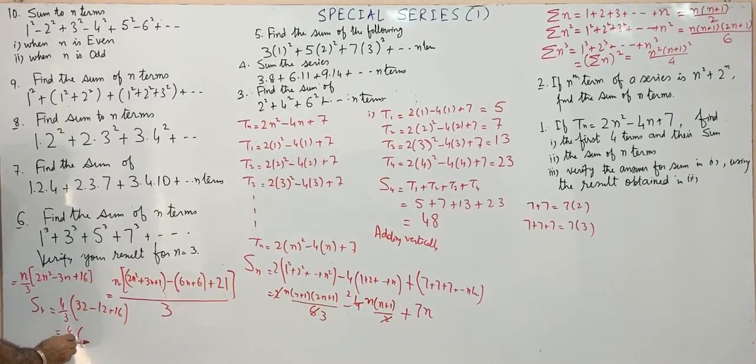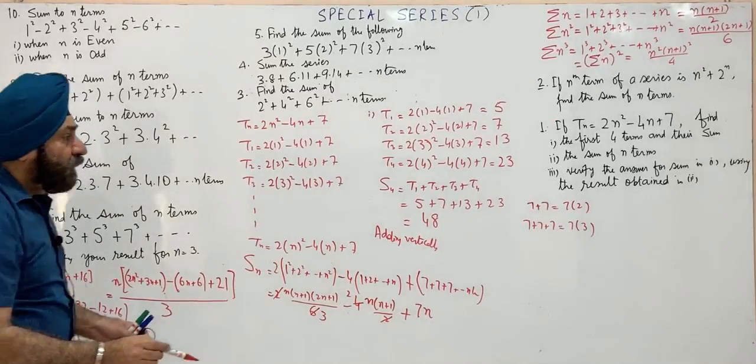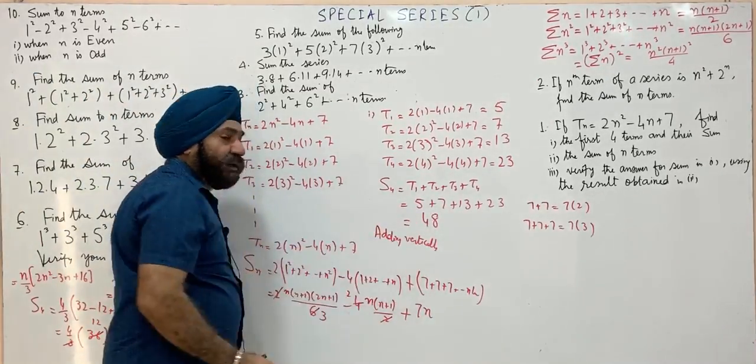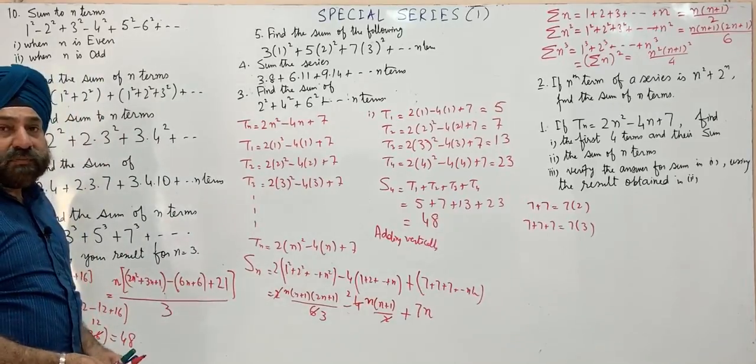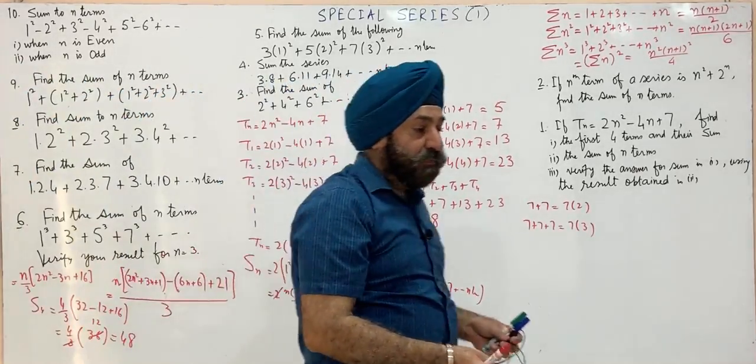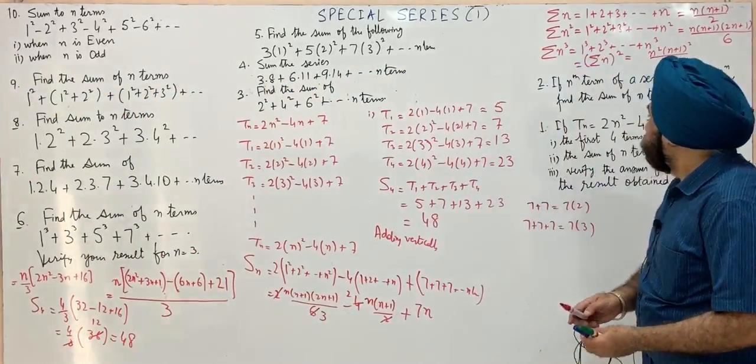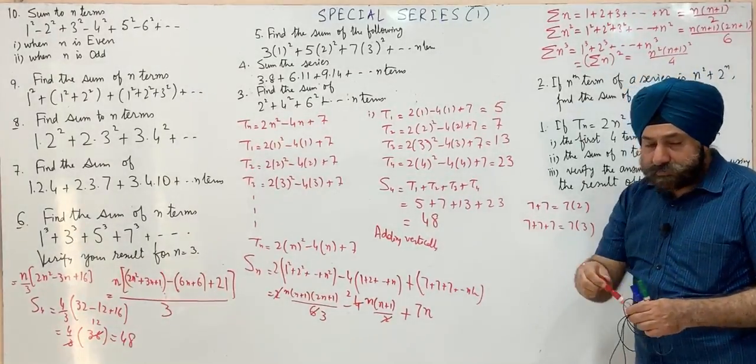This is 4 by 3, it's 48 minus 12 is 36. This is 12 into 4, this is 48. And this is the same answer as we obtained in the first part. Sum of first 4 terms is 48. Okay, next question.